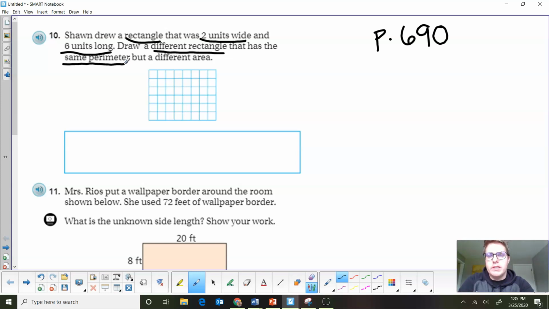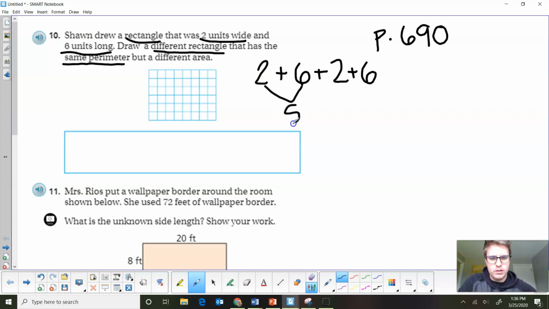This takes me back to the lesson we had the other day where we were finding different areas for the shapes that had the same perimeter. So first of all, let's find the perimeter of the first rectangle that he drew. So if it's a 2 by 6, the perimeter is going to be 2 plus 6 plus 2 plus 6, right? So what's 2 and 6? Good job. 8. 2 and 6 is 8.